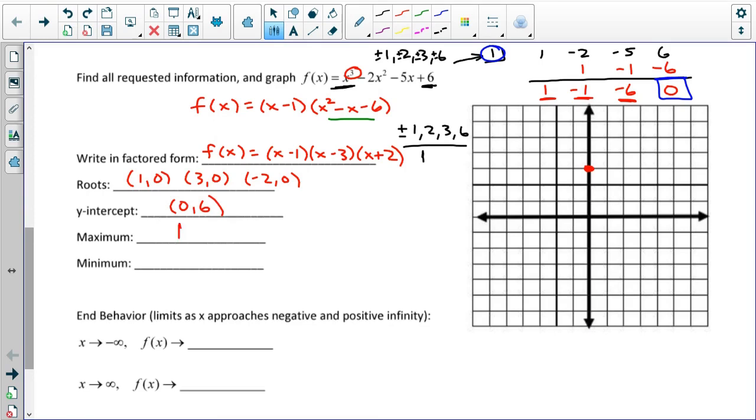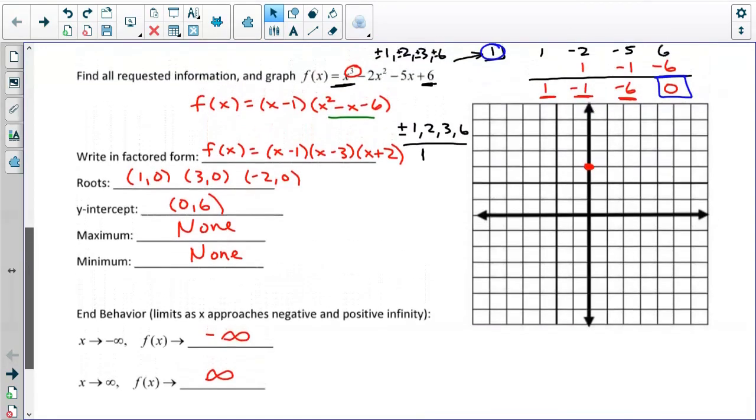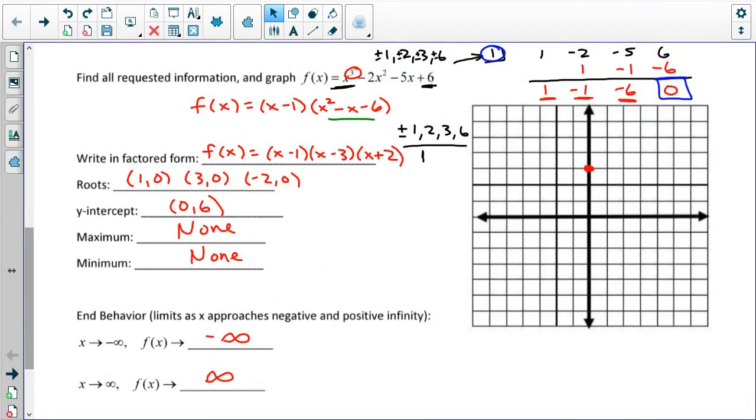And then I'm not going to have a minimum or a maximum because, once again, this is an odd degree, so that means they're going to go in opposite directions. And since the leading coefficient was positive, as x approaches -infinity, the function goes to -infinity, and as x approaches infinity, the function goes to infinity. So I should be able to graph this now.